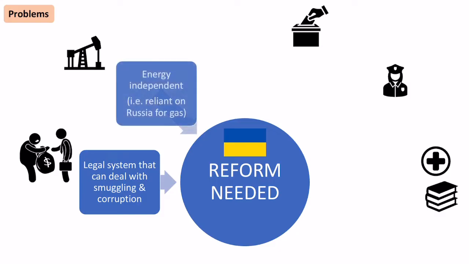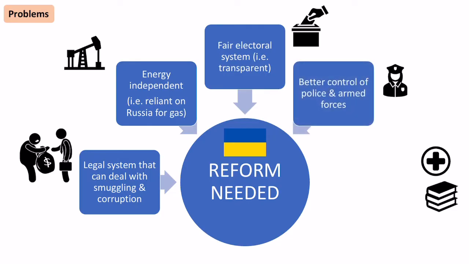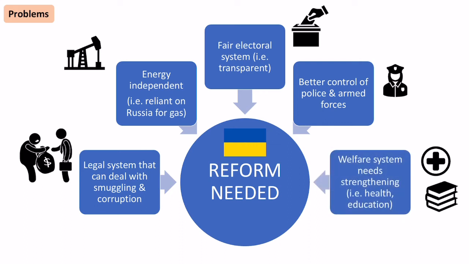It needs a legal system that can deal with smuggling and corruption. It's very dependent on Russia for energy in terms of gas, so it needs to have better independence. The electoral system isn't completely transparent, so it needs to work on that. It needs to have better control over its police and armed forces, and the welfare system is quite weak. It needs strengthening in terms of healthcare and education.